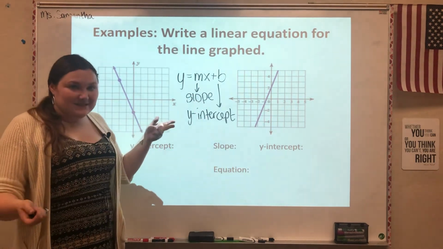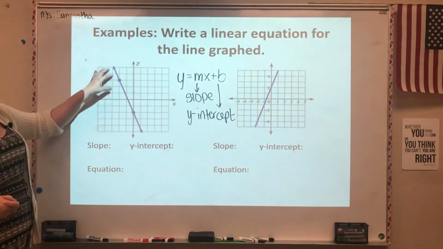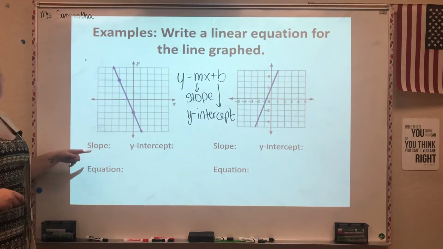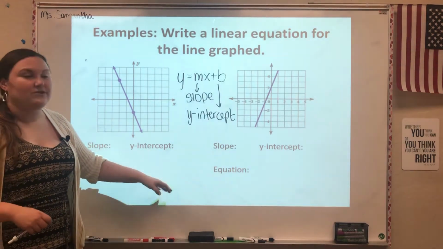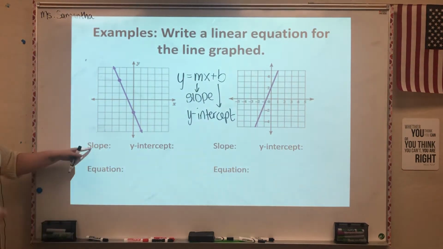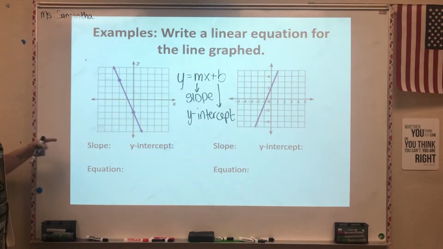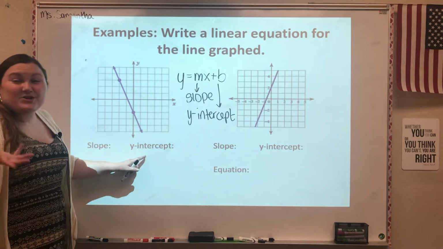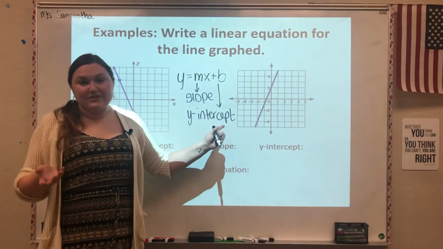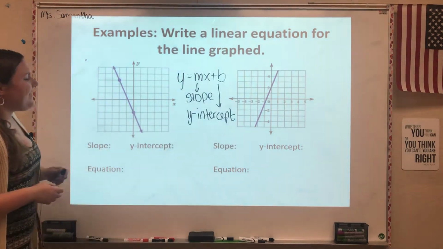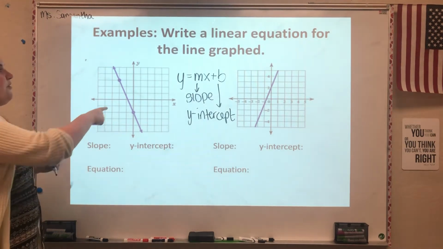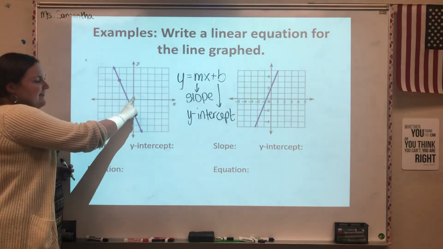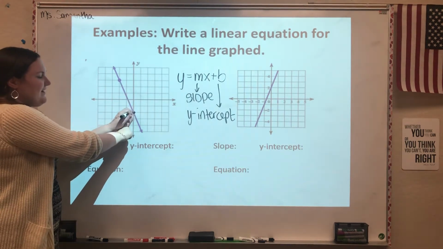What we're doing today is similar, except I'm looking at this line and I need to figure out the slope and the y-intercept in order to write the equation. Looking at this, it does not matter where you start. Usually I like to start with my y-intercept just because when we were graphing, that's usually where we started. Looking at this graph, can you tell where the y-intercept is? Remember, the y-intercept is the point where your line crosses your y-axis. For this line, that point is right there.